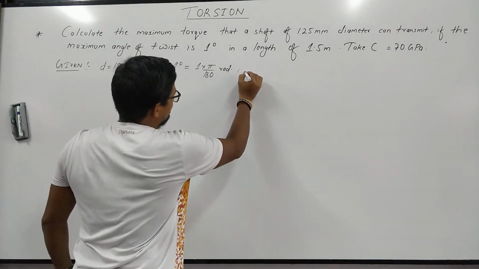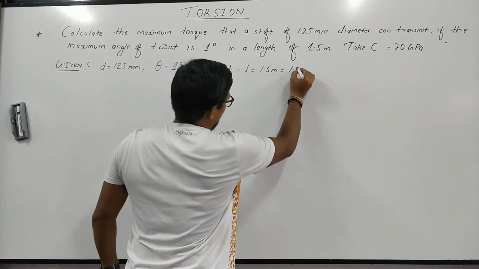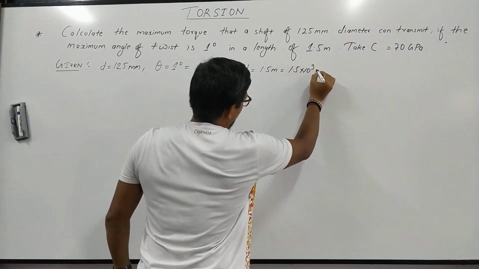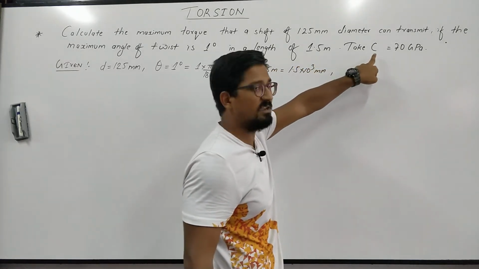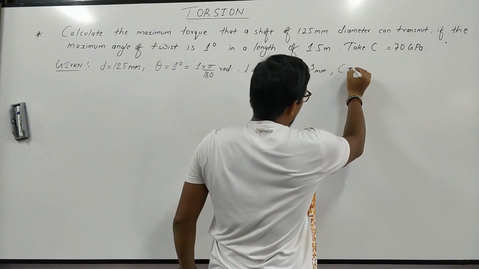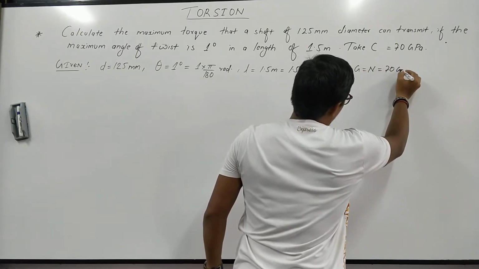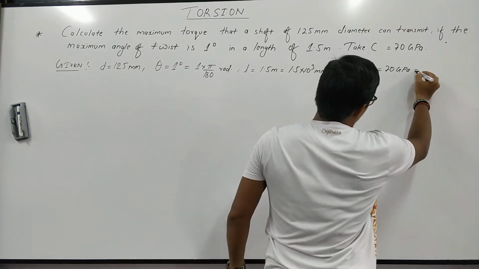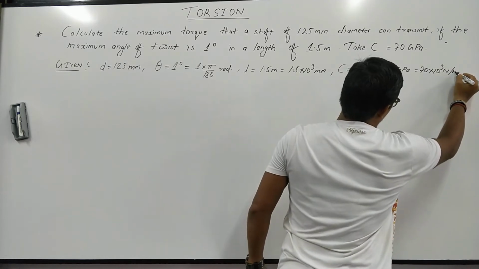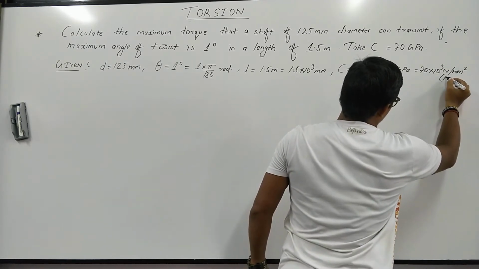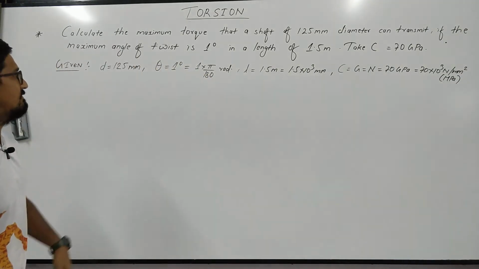The length of the shaft is given as 1.5 meter, which is equal to 1.5 into 10 raised to 3 mm, the lowest unit. And this C is nothing but the modulus of rigidity. The modulus of rigidity can be written as C, G or N, which is equal to 70 GPa. This can be converted into Newton per mm square, 70 into 10 raised to 3 Newton per mm square, and it is the same as MPa. So this is the given part.